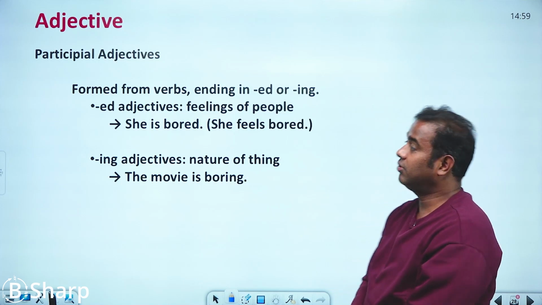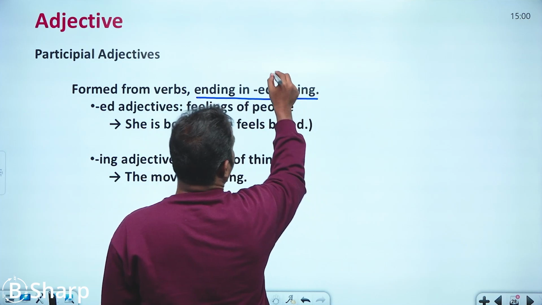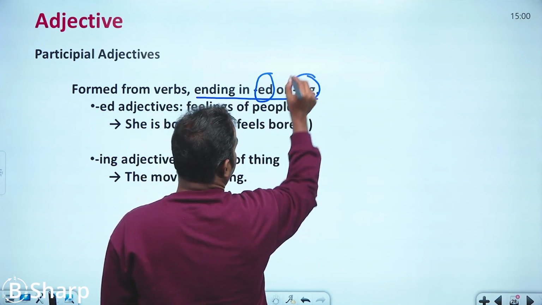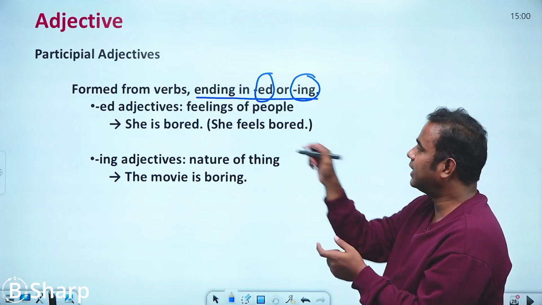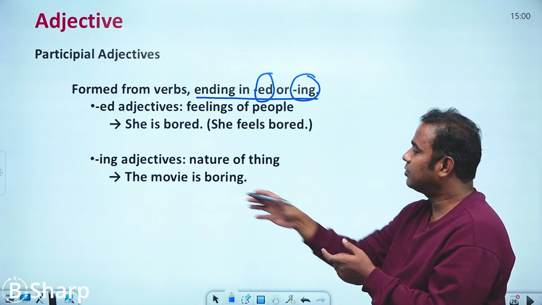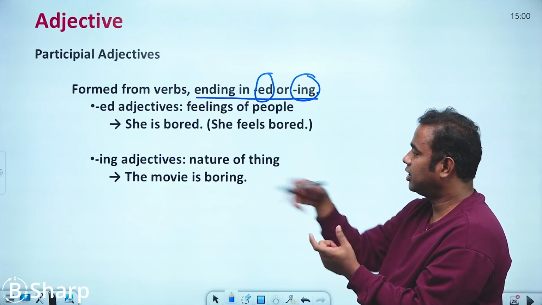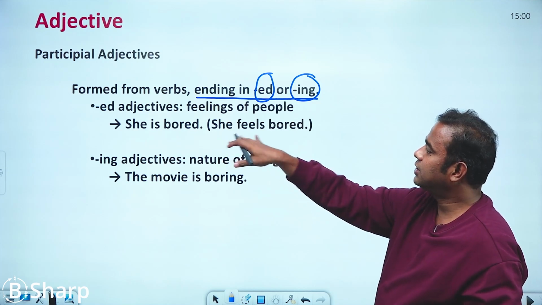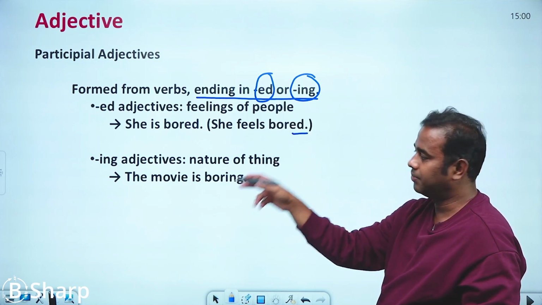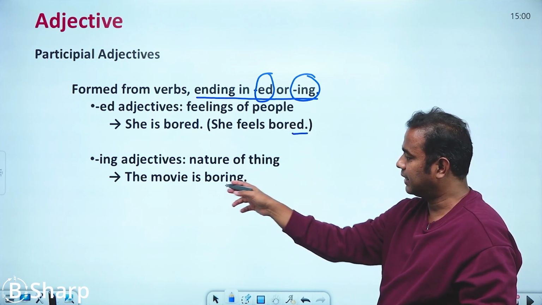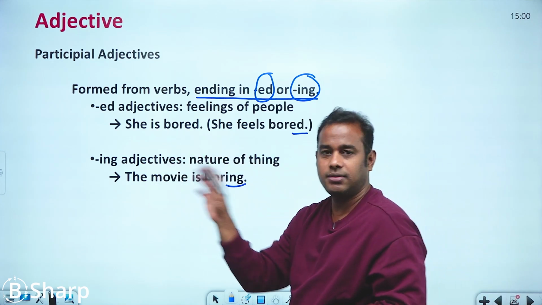Then participle adjectives. In participle adjectives, these are formed by adding ed or ing at the end of a verb. You take some verb and add ed at the end, so this becomes an adjective, or add ing at the end, so that becomes an adjective. Look here, she is bored. Bored is basically the verb bore, but we have added ed at the end, so this becomes an adjective. Boring, adding ing, also becomes an adjective. She is bored, the movie is boring.